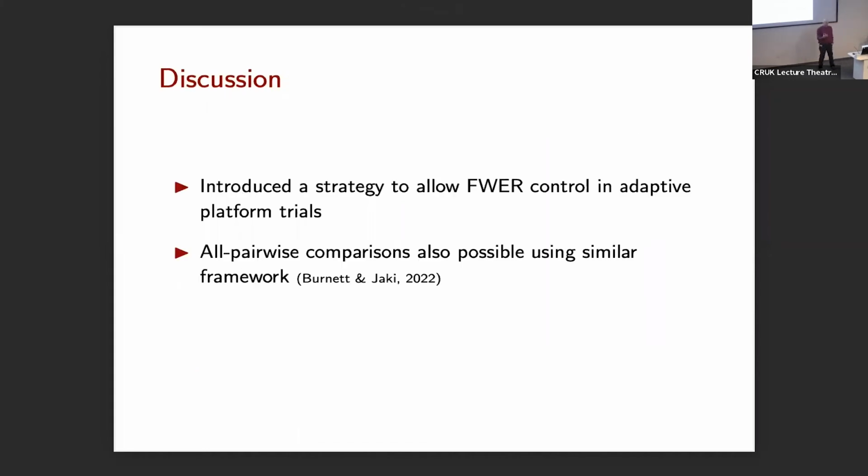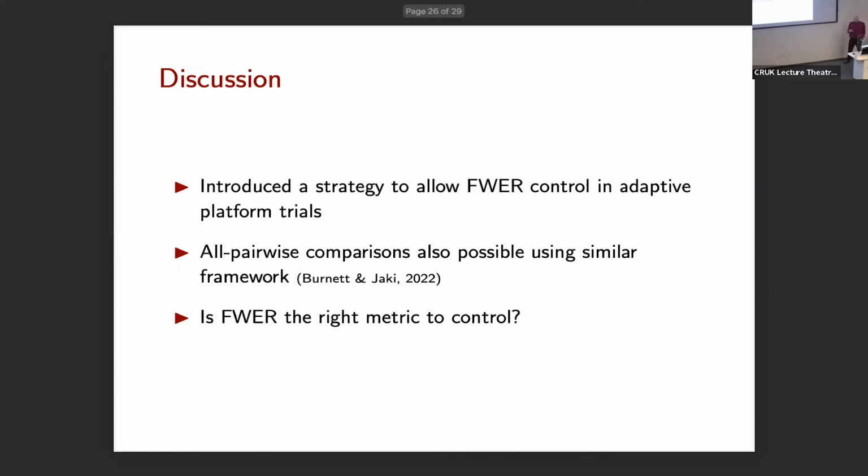So what I've done is, hopefully I've introduced you to a strategy that allows us to control the family-wise error rate in an adaptive, flexible platform trial. I focused on the setting where I have one treatment compared against a single control, but the same concept you could use to look at a trial where I have all pairwise comparisons, where I don't have a standard of care to compare against, but I have multiple treatments that I want to face off against each other.